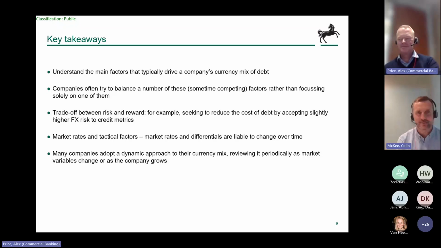What would I say as key takeaways? Well, number one, understand the main factors that typically drive companies' debt mixes. So we walked through them at the start of the presentation. As I said, one of the key things in my mind is that it's important to focus on not just one of those factors, but to consider the balance of them in the round, because things change. The company structure might change, the earnings mix, the company might grow, and obviously market rates move around, credit positioning changes for better or worse.